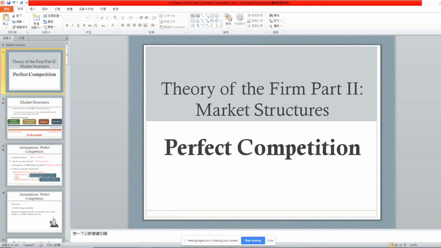After we have finished theory of firms part one, of course there is another part, which is the final part of theory of firms. We are going to focus on market structures. For market structures, I am going to split it into four parts. I'm pretty sure you realize there are four kinds of market structures. For the first part, this is something you are very familiar with because you have done that from GCSE, and that is perfect competition. So let's go to the content.